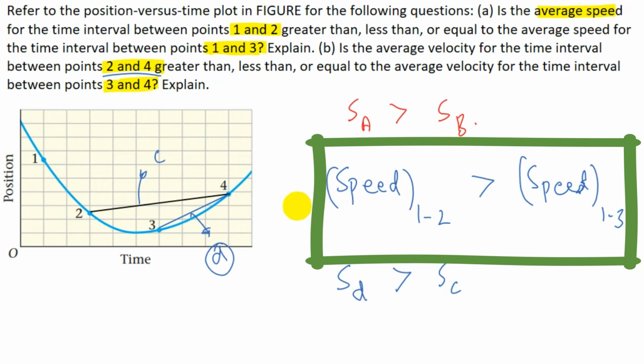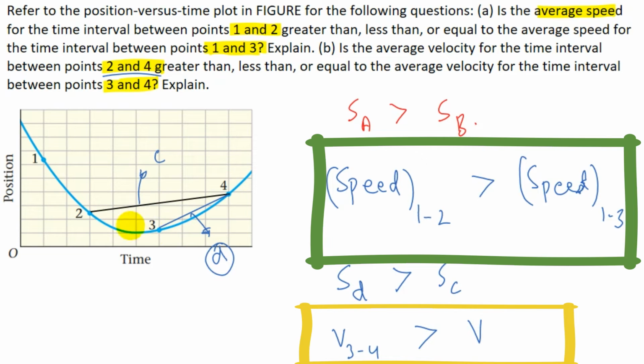Therefore we can conclude that the velocity between the time interval 3 to 4 will be greater than the velocity for the time interval 2 to 4. So this would be the answer for the B part.